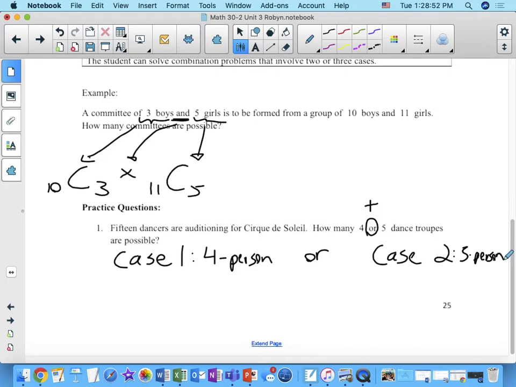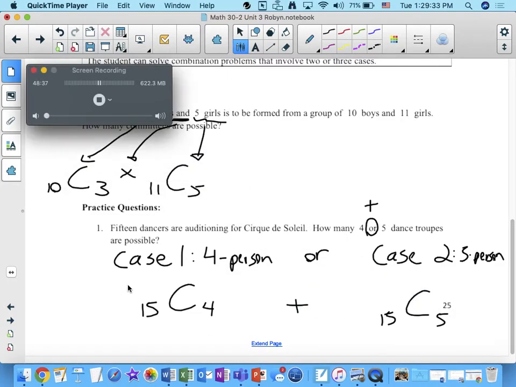Okay, so we're doing the 4-person. What would that be? How many people do we have to choose from? 15. How many are we choosing? Choose 4. What about the 5-person? 15 choose 5. What do we do with these two values? Add them. Okay. All right, I want you guys to try and complete questions 2 and 3. And then if we need to, we can talk about some of these.